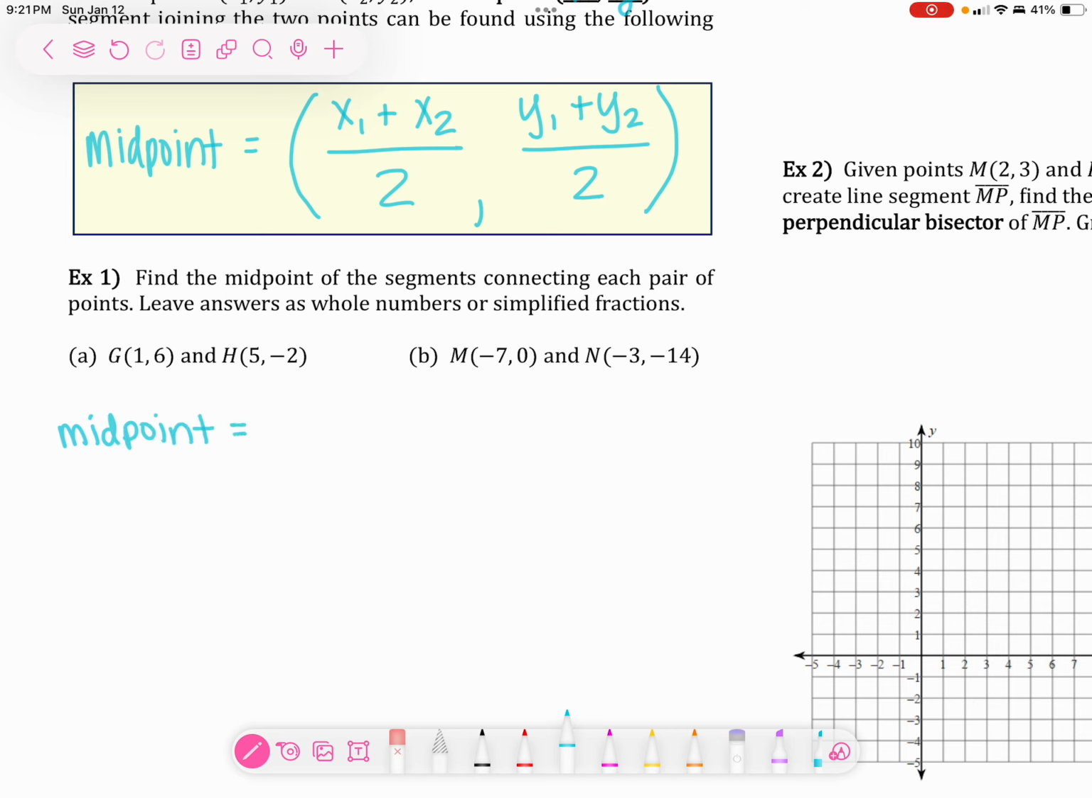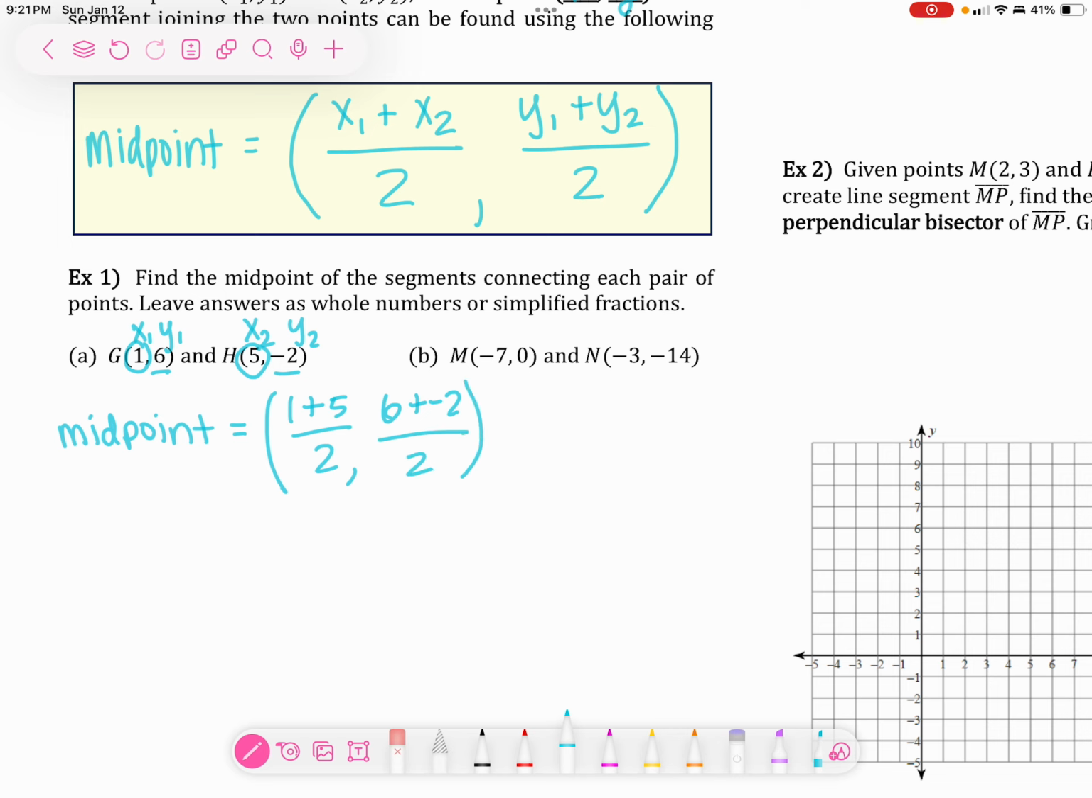So the midpoint is going to be the x1, which is the first x, plus x2, which is the second x. So 1 plus 5 divided by 2, comma. Then you'll do y1, which is the first y, plus y2, which is the second y. So you'll do 6 plus negative 2 divided by 2.